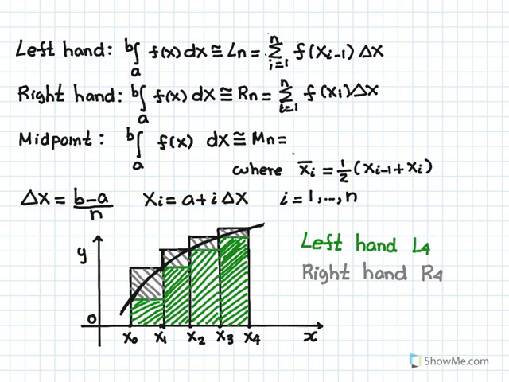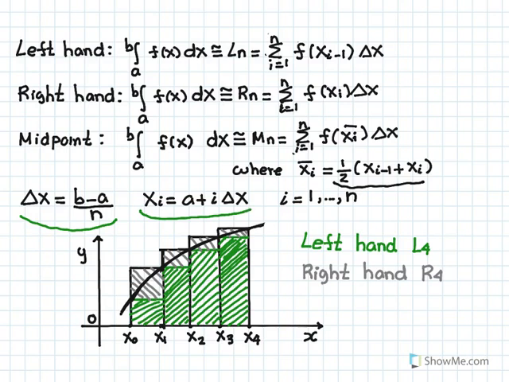And for the midpoint rule, we evaluate the function at the midpoint of every interval. Summation, i goes from 1 to n, f of x i bar times delta x, where x i bar is the average of the left-hand and right-hand values of x. So in general, delta x is equal to b minus a over n. That means we have equal partitions. x i is a plus i delta x. Those are the values of x that are equally spaced. And i ranges from 1 to n.